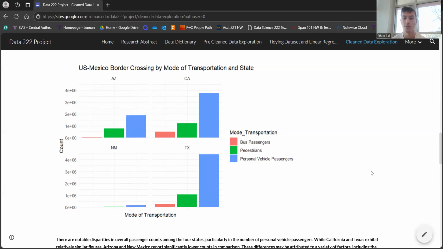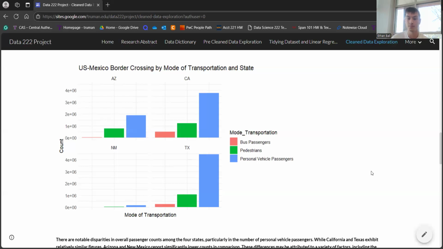Why did we choose to focus on these three modes? These modes represent the highest traffic volumes, and understanding them helps identify where the majority of crossing activity happens. This analysis is critical for understanding which modes of transportation need the most attention when it comes to infrastructure, security, and border management.